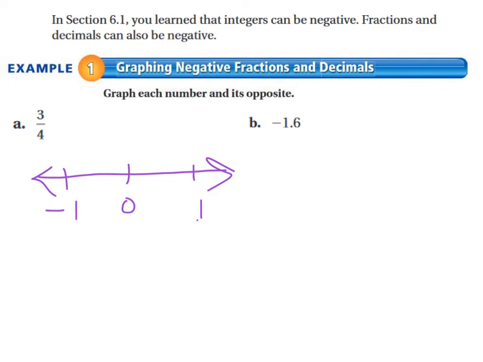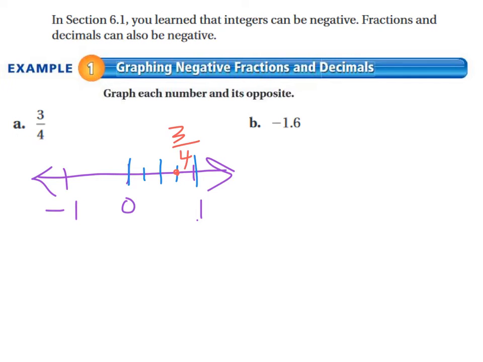So I can actually divide this portion between 0 and 1 up into fourths. I divide it in half, then I have two parts. If I divide those in half, I now have 4 parts. And I need to go over 3. 1, 2, 3. So this is 3/4, and I want you to actually write the number, because it's not on there, since we only have the whole numbers.